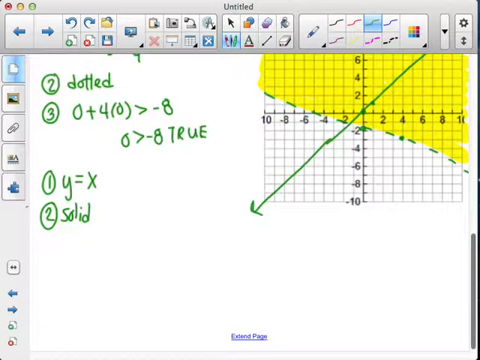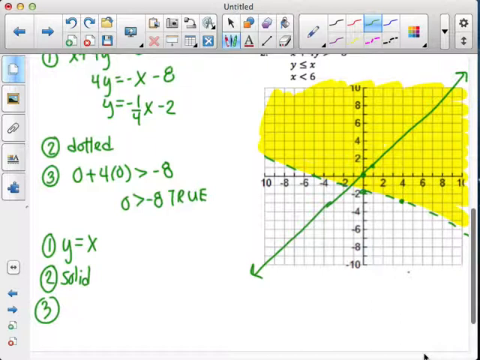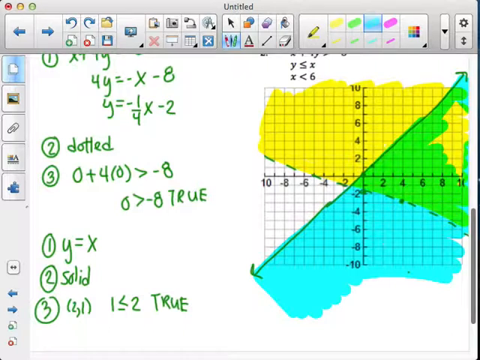And now I need to figure out if I'm going to shade above or below that line. So step 3. Okay, so this time I can't use 0, 0 because 0, 0 is on the line. So I'm going to use 2, 1 for my test point. So I'm going to substitute 2 for x and 1 for y. So 1 is less than or equal to 2. This is true. So I shade the side that contains my test point. Well, here is my test point, 2, 1. So I want to shade the side that contains the test point. So everything over here.